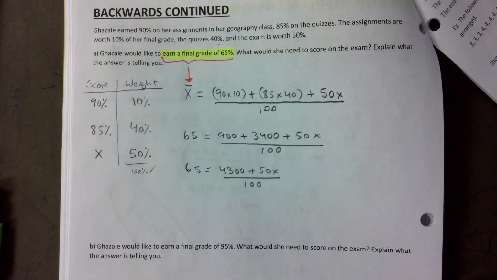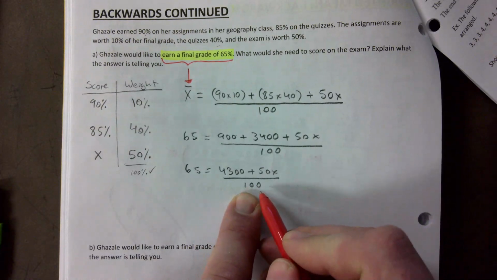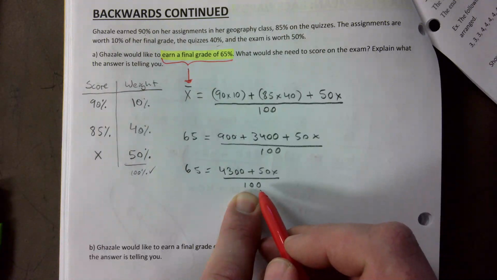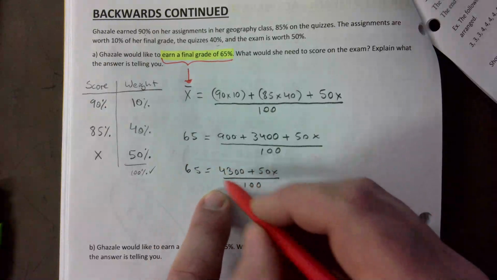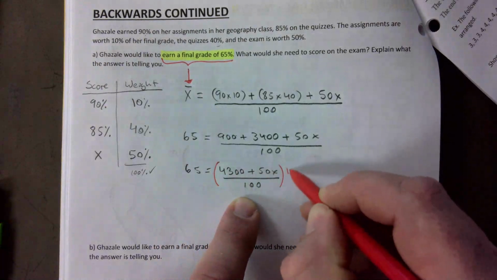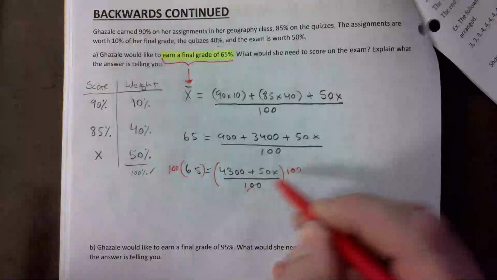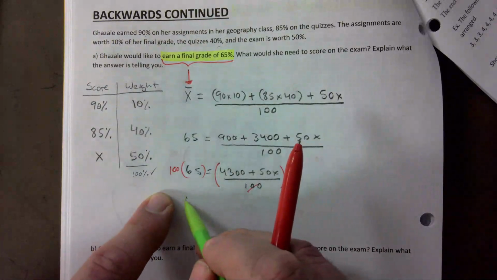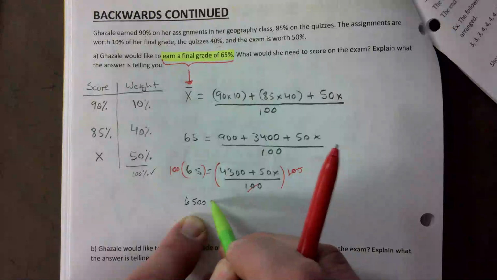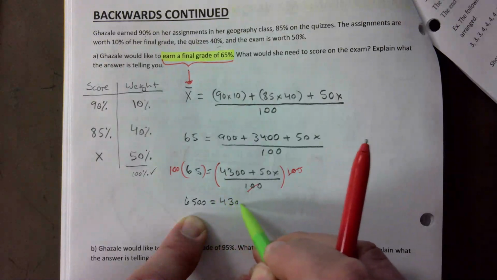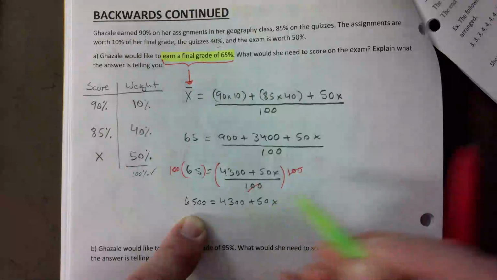Page 43. So now what? Get rid of the 100 first. By the way, you don't have to tackle 100 first, but if you don't, it's going to be very messy. So I'm just giving you the easiest way to solve these things. So get rid of the 100. You multiply both sides by 100. You get to cancel. So this is 6,500 is equal to 4,300 plus 50x.